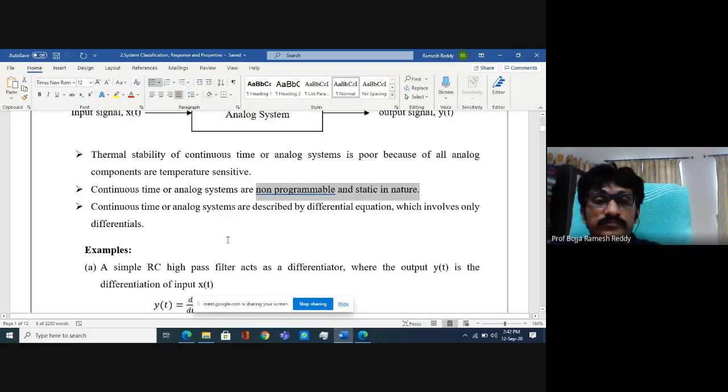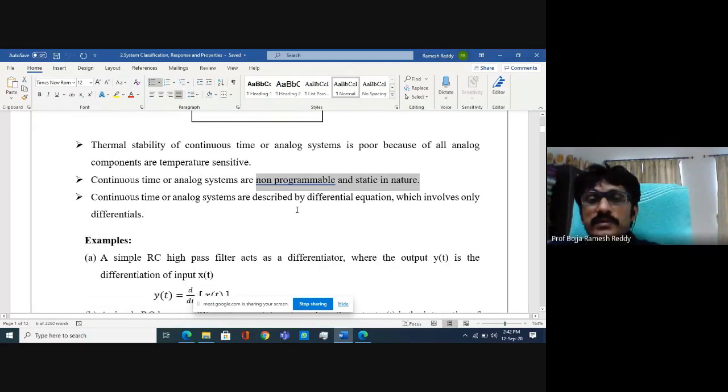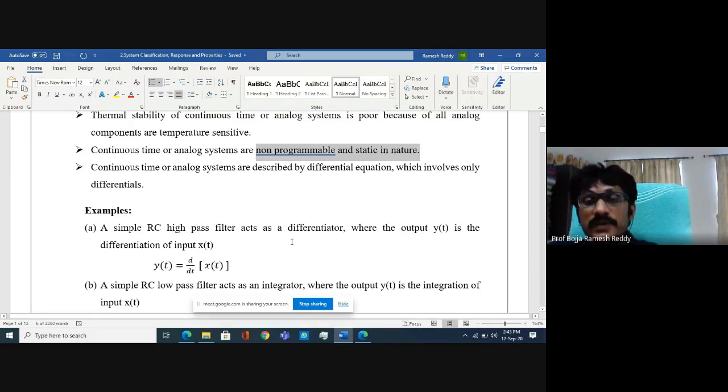Then continuous time or analog systems are described by differential equations. Suppose an RC high pass filter is there, an RC low pass filter is there. An RC high pass filter acts as a differentiator. Why differentiator? Because the output is the differentiation of the input. That's why that circuit is called a differentiator.